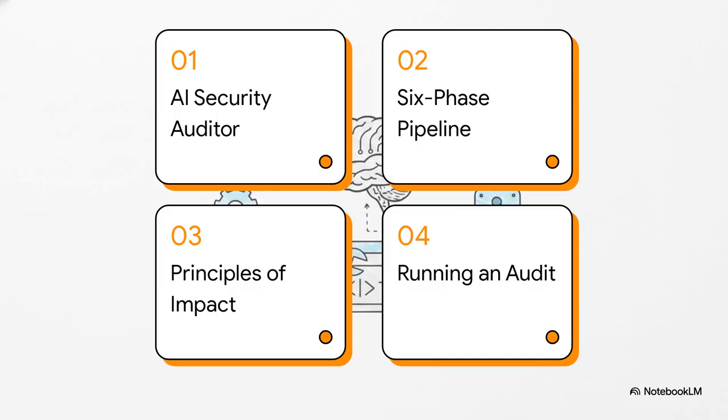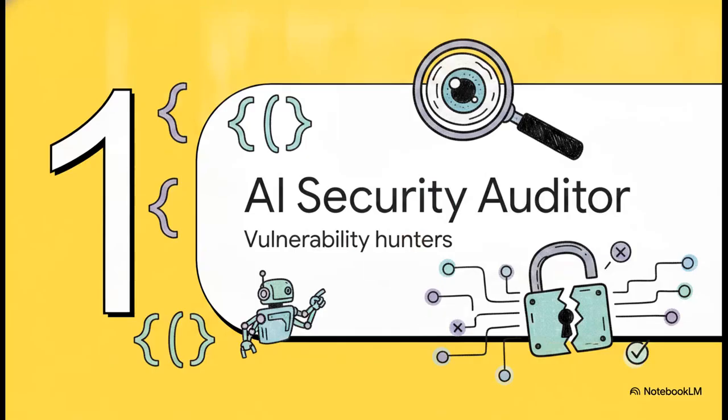Okay, let's dive into this and look at our roadmap for today. 1. Your AI security auditor. 2. The 6-phase pipeline. 3. Principles of real impact. And 4. Running your first audit. Starting off with Section 1, your AI security auditor, turning coding agents into vulnerability hunters.